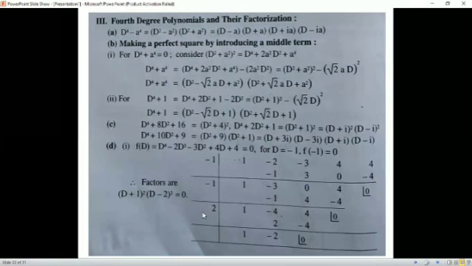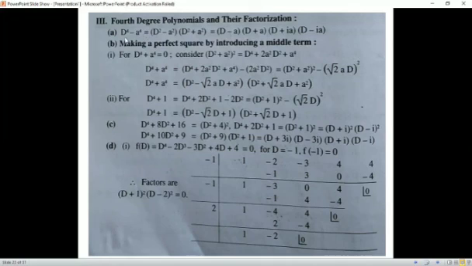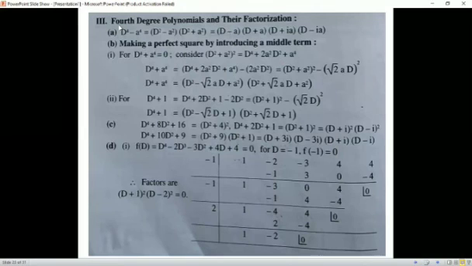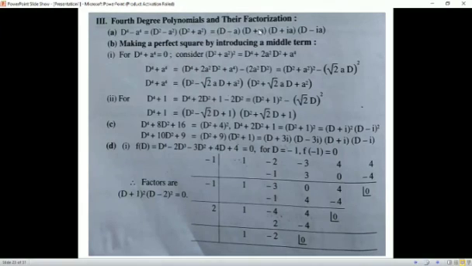Okay, if there is a fourth degree polynomial, how to factorize that? If it is standard like d raised to 4 minus a raised to 4, it is of the form a square minus b square. We know how to write a square minus b square: it is a plus b, a minus b. But here a and b's roles are played by d square and a square. So it is d square minus a square, d square plus a square. Next, d square minus a square is again a square minus b square, which is nothing but a minus b, a plus b, so it is d minus a, d plus a.